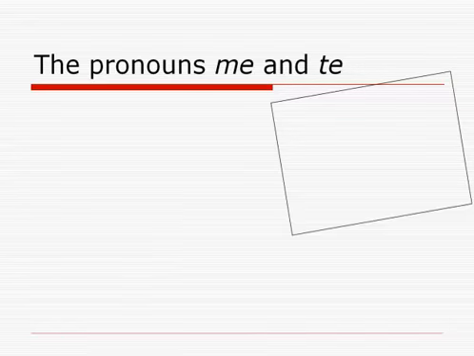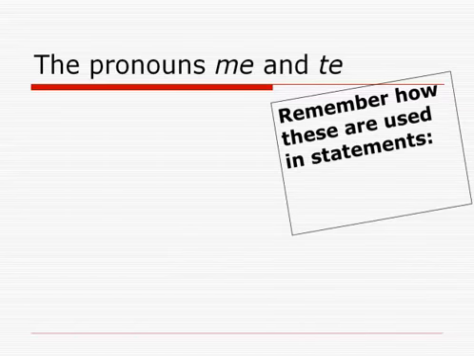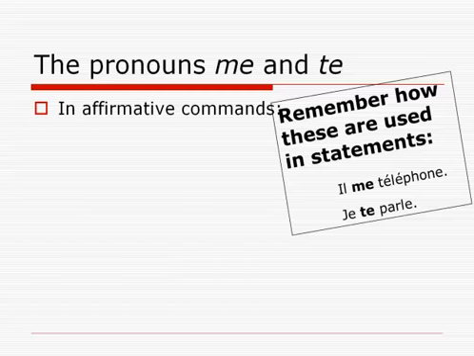Now, let's look at those pronouns me and te. Remember how they're used in statements. If I want to say, he calls me, the word me is used in front of the verb to say me. If I'm saying, I am talking to you, the word te is used for you in front of the verb parle. Well, in commands, me is going to be the word moi. So that first word, me. Moi is what you're going to use in an affirmative command to tell somebody to do something that uses the pronoun me.